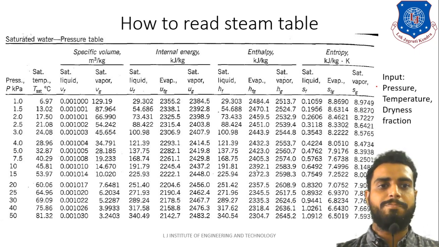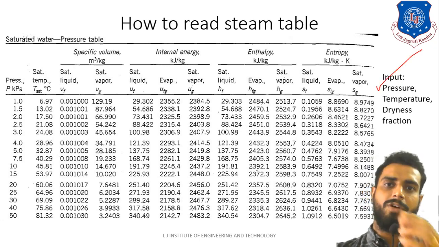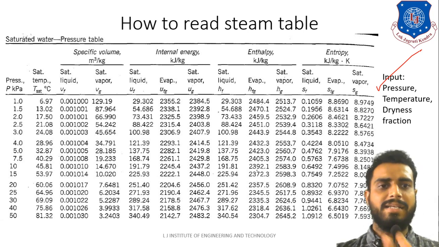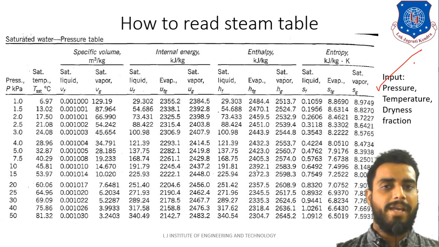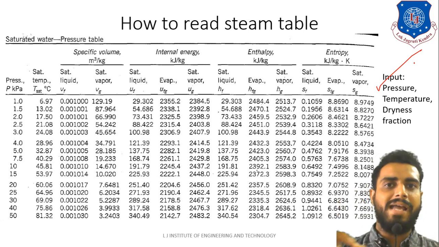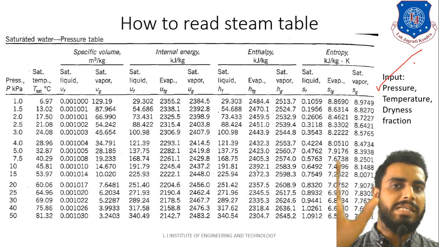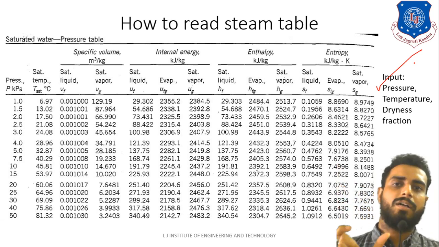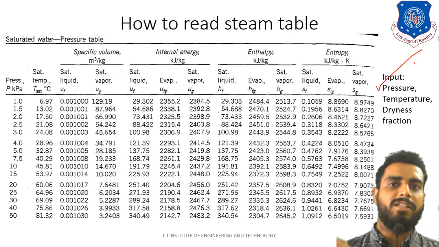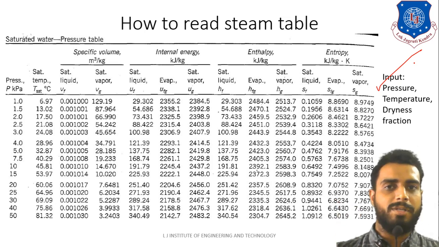Generally, if you are having two inputs, the very first is pressure. So pressure is given, let us say 1 bar. And then next is what? Temperature. The second input is temperature. So 1 bar and 200 degrees Celsius. That might be the given condition. So identify the steam. That might be the problem.